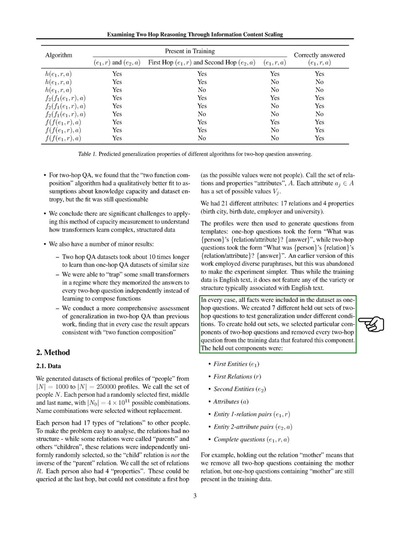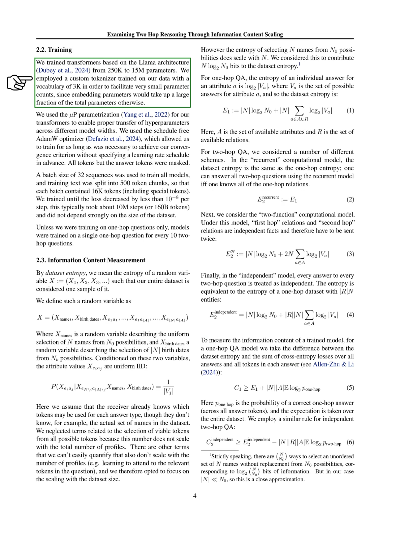Section: Training. In this section, we describe our training process for transformers based on the llama architecture, ranging from 250,000 to 15 million parameters. We utilized a custom tokenizer trained on our data, featuring a vocabulary of 3,000 words, to keep the parameter count low, as embedding parameters would otherwise consume a significant portion of the total.